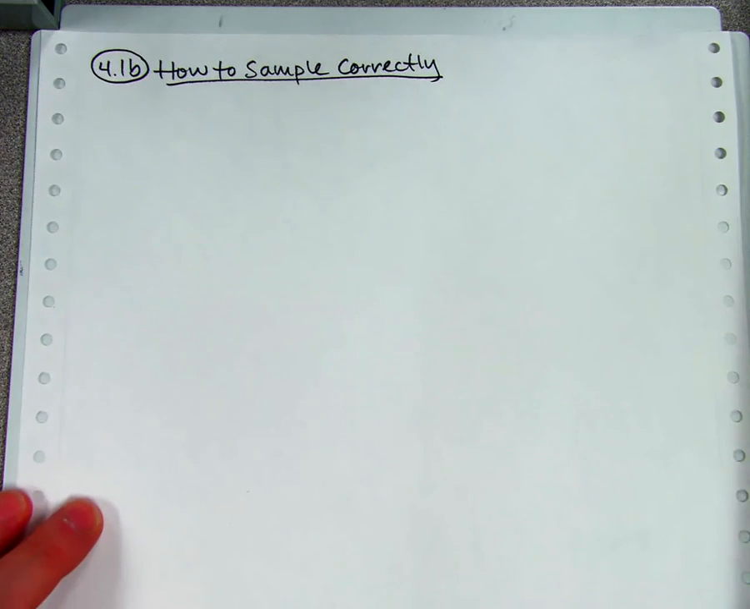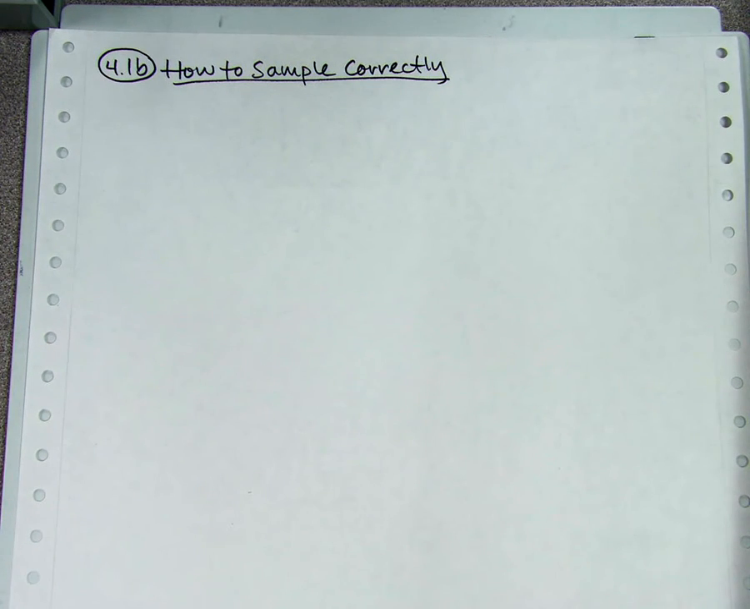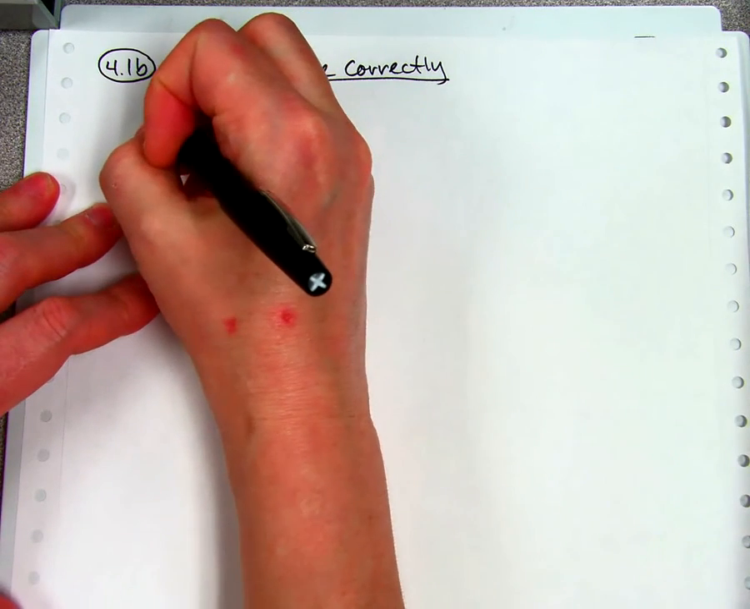Hello, Stats class. These are the notes for 4.1b, which is how to sample correctly. We talked about bias on Wednesday, which was 4.1a, different types of bias, and today we're going to learn how to do it right.